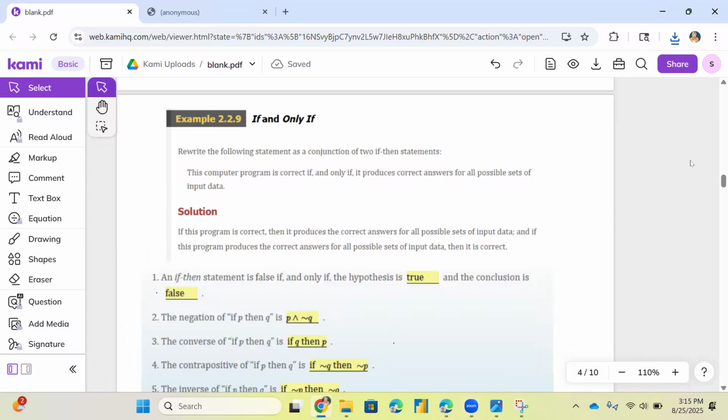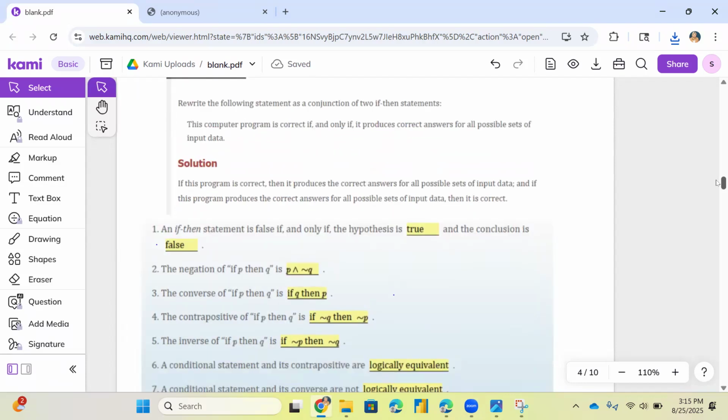If you look at an example for if and only if, the direction says, rewrite the following statement as a conjunction of two if-then statements. This computer program is correct if and only if it produces correct answers for all possible sets of input data. So the solution will be: if this program is correct, then it produces the correct answer for all possible sets of input data. And if this program produces the correct answers for all possible sets of input data, then it is correct.